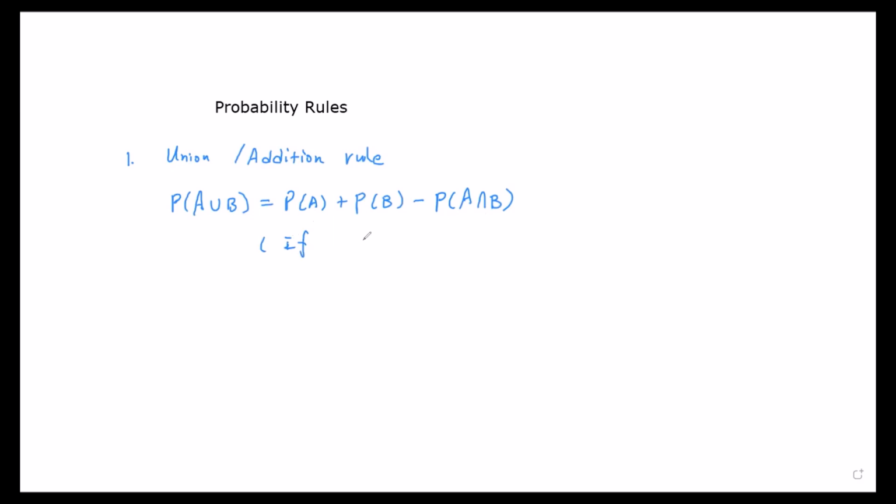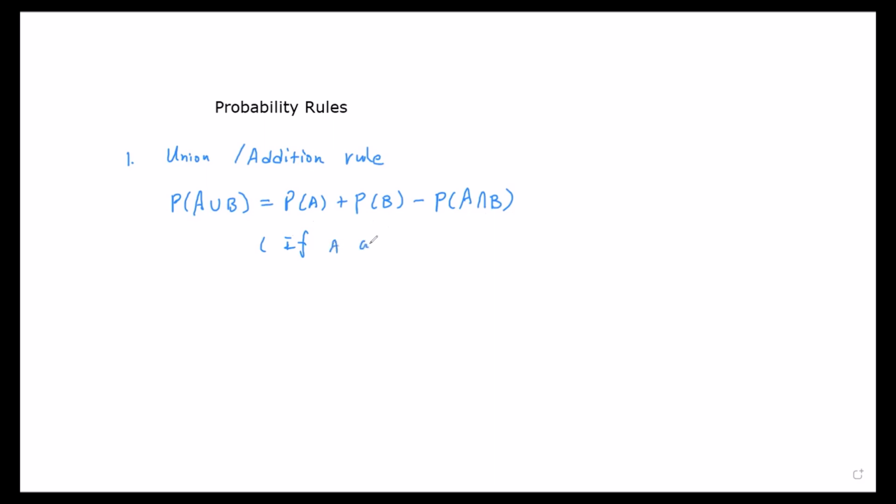So the first rule is the union rule, or sometimes we would call it the addition rule. And it's to calculate the probability of the union. So we have the summation of the probabilities, but be very careful with the double counts. So you have to subtract the probability of the intersection if it's not zero. If they are mutually exclusive, then you simply add. You don't need to subtract because the probability of the intersection will be zero.